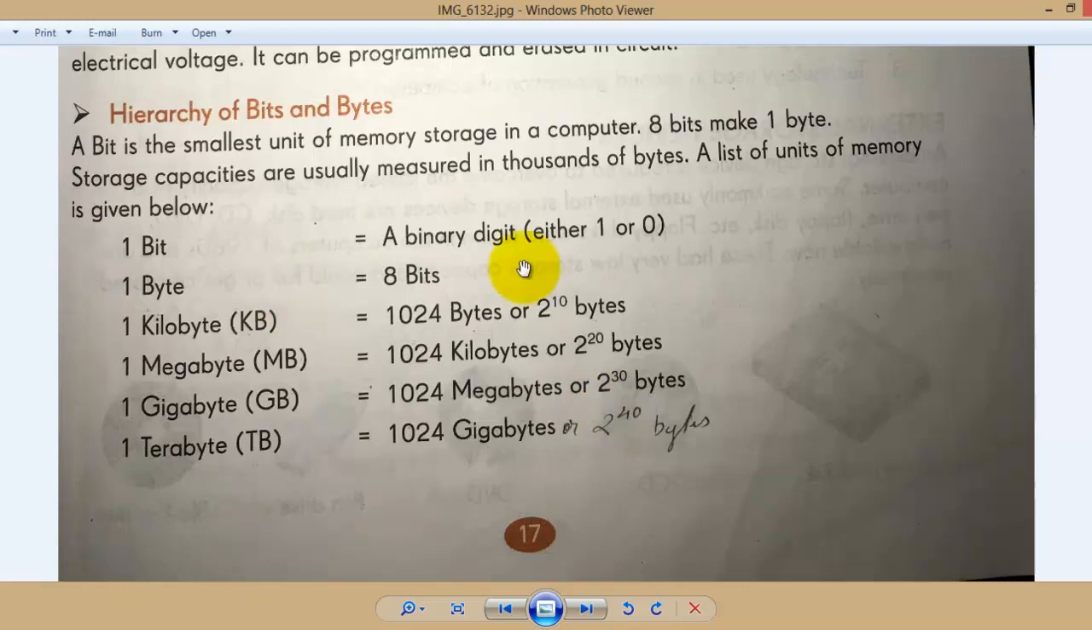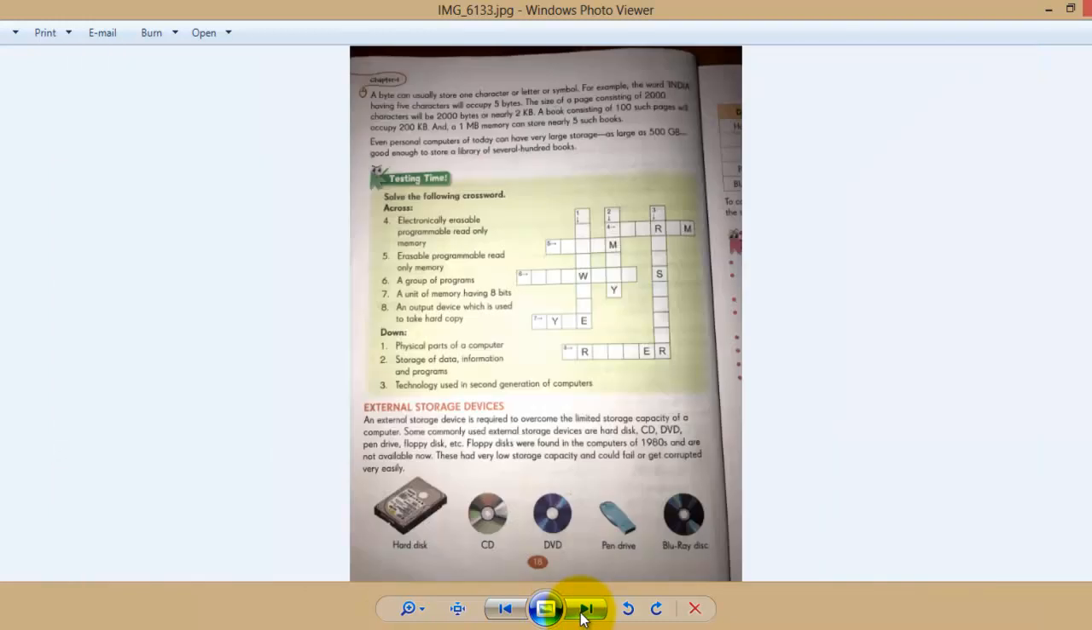So these are the memory units you need to memorize. Let's go to the next page.